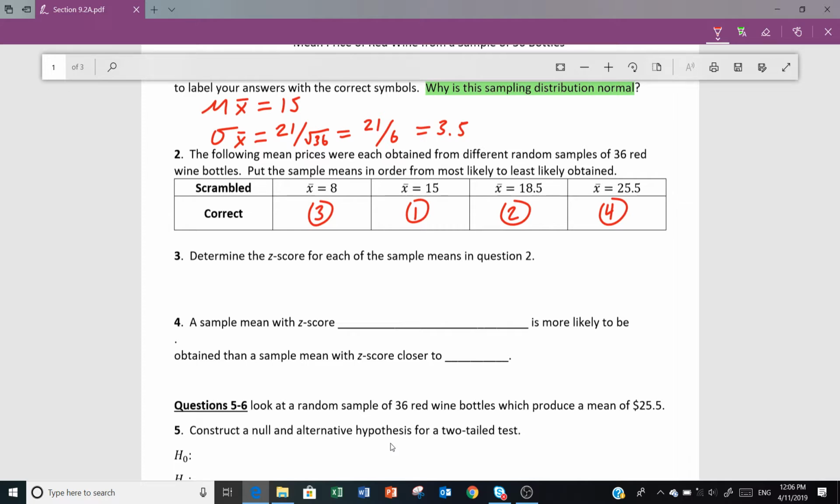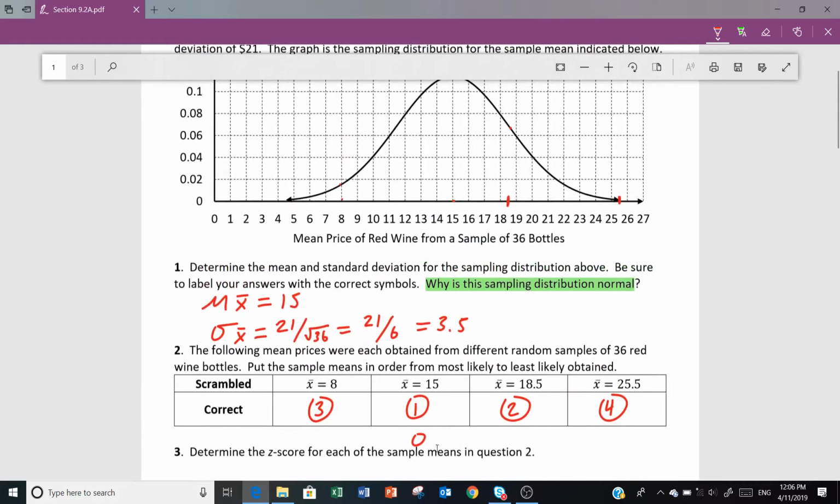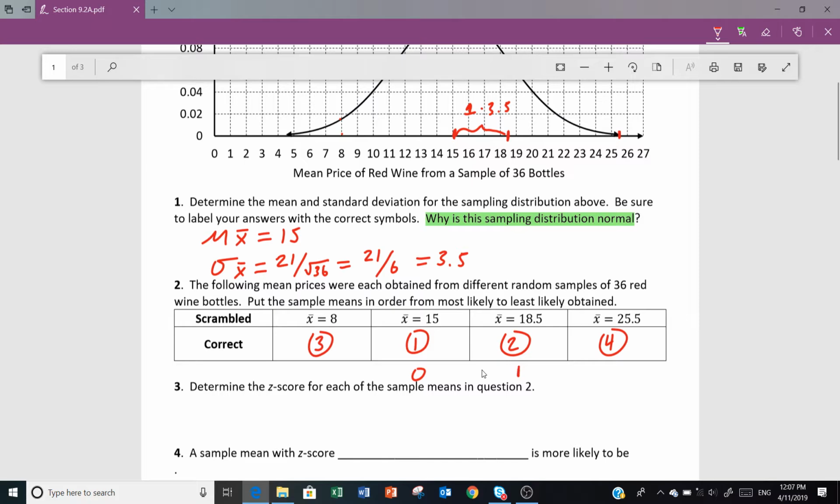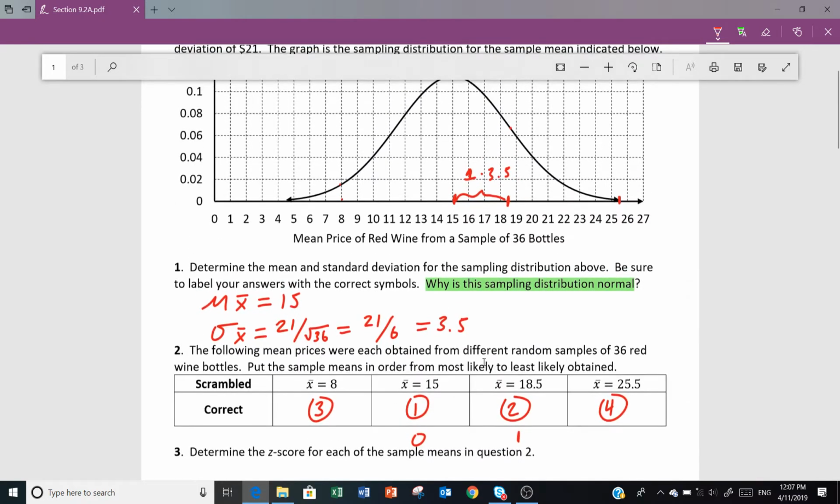Okay, I think we should go over our answers. The z-score is the number of standard deviations away. How many standard deviations away is 15? 0. 15 is the mean. It's 0 standard deviations away. Okay, 18.5. How many standard deviations are you adding? 1. If we look at 18.5, you're adding 1 standard deviation, which is 3.5, to go from 15 to 18.5. So this one's 1.